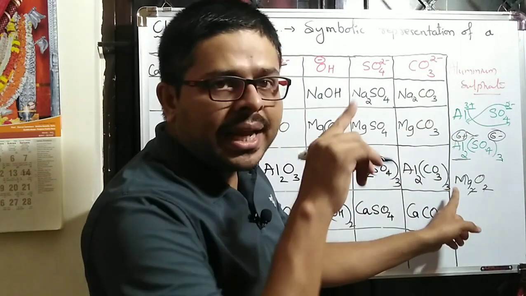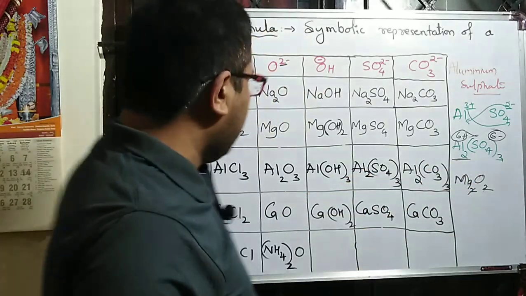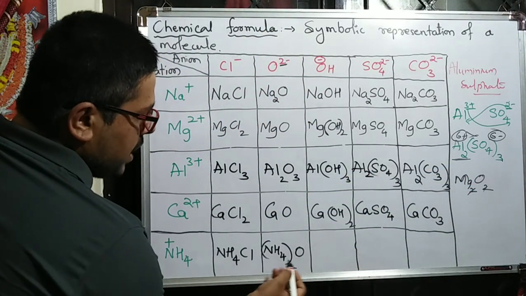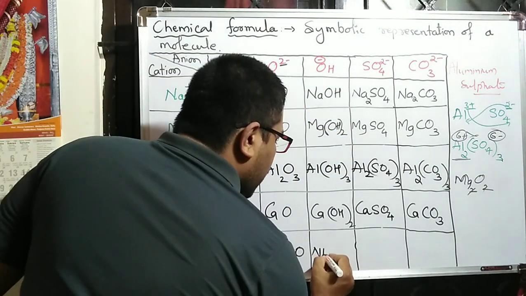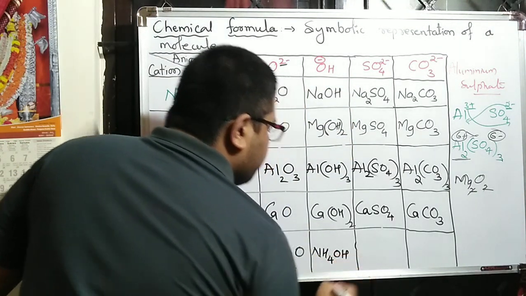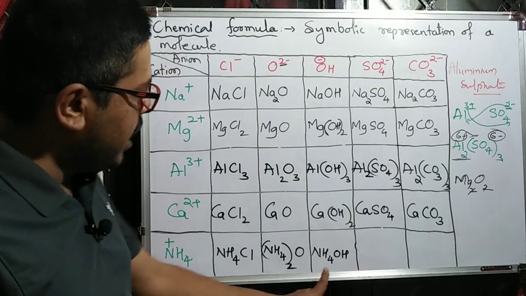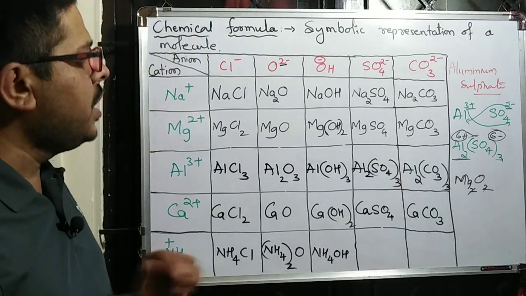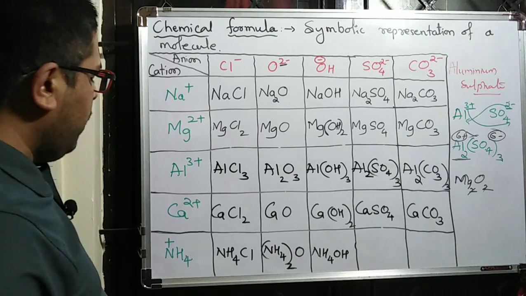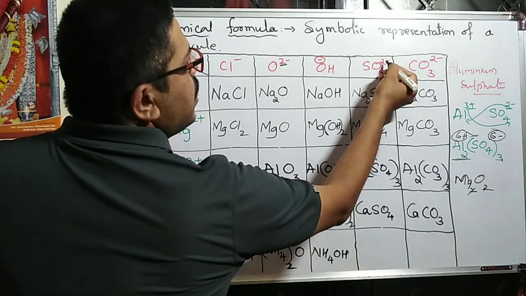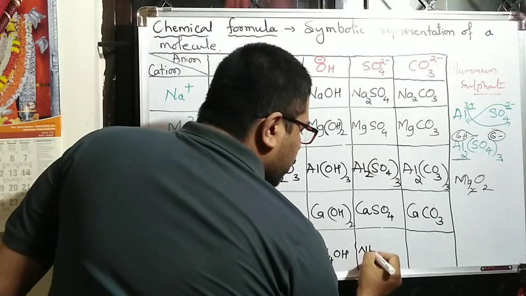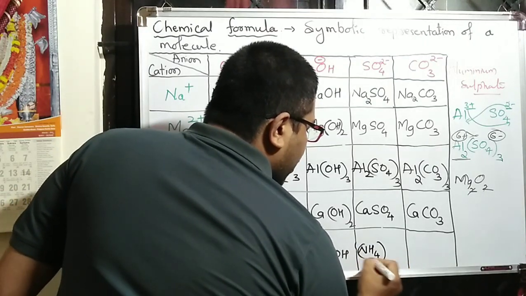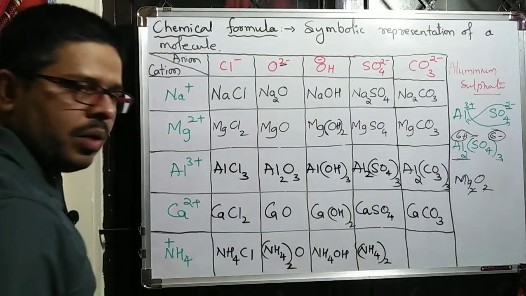Here thrice, bracket is needed, understood? So similarly here, ammonium hydroxide formula: NH4OH. If asked, you should say NH4OH. Now, the ammonium sulfate formula: see, 2 minus is there, so for NH4 you have to write 2, right? NH4 twice.